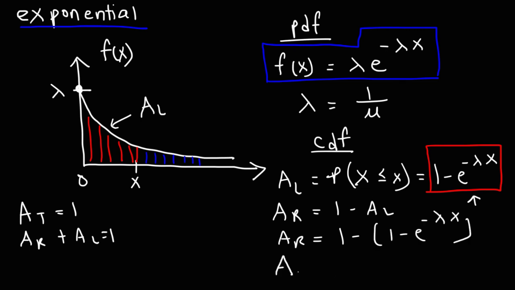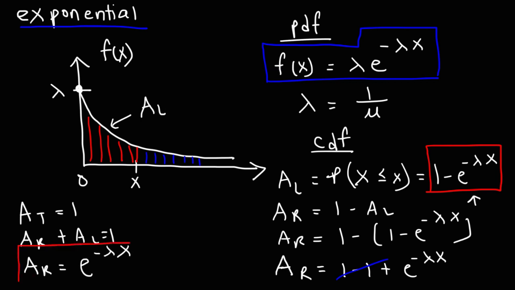Now, if we distribute the negative sign, it's going to be 1 minus 1, and then these two negative signs will cancel, giving us a plus sign. So plus e to the negative lambda times x. So 1 minus 1 is 0. Thus, the area to the right is going to be simply e to the negative lambda times x.